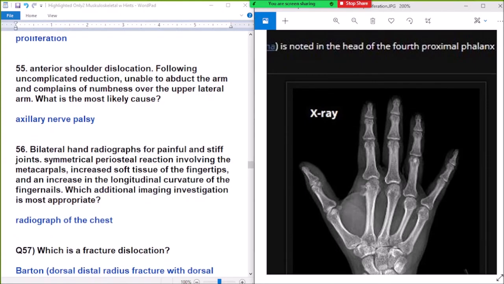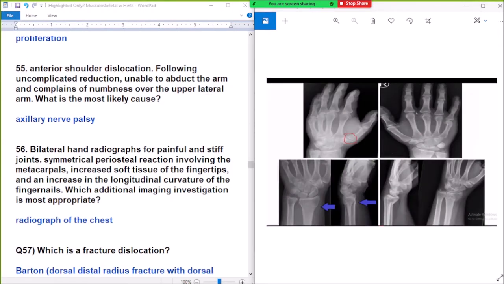Question number 55. Anterior shoulder dislocation, following uncomplicated reduction, unable to abduct the arm, and complaints of numbness over the upper lateral arm. Most likely cause: axillary nerve palsy.